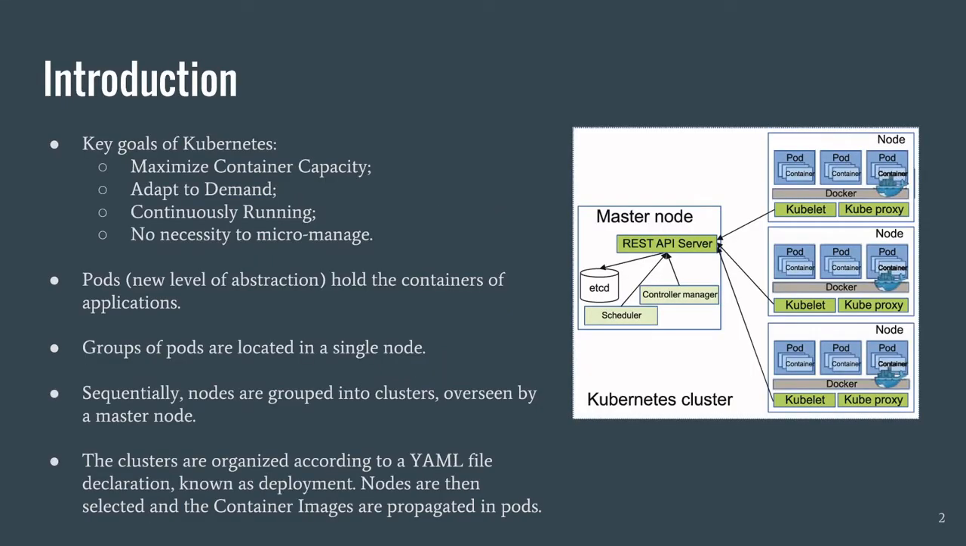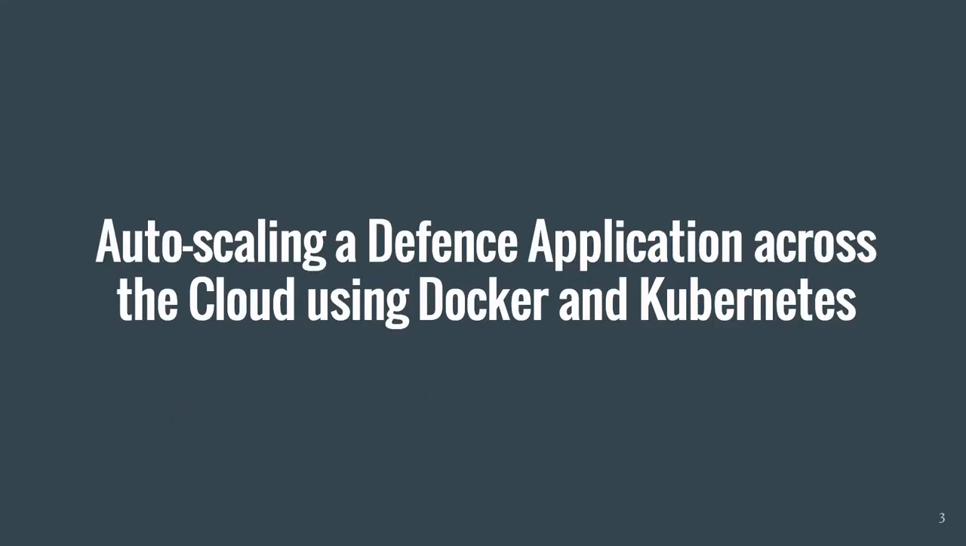As a refresh, this is a system that is used to automate the deployment, the scaling, and the management of applications in containers. So how does it work? Well, in a few words, the clusters are organized according to a YAML file declaration, which is known as deployment. Nodes are then selected and the container images are propagated in pods. The following papers will refer to the positive points of Kubernetes and how to tweak the system for better results.